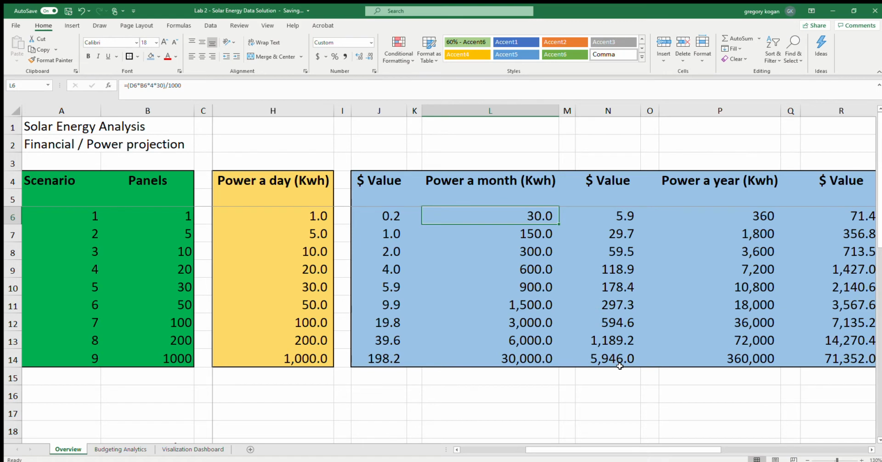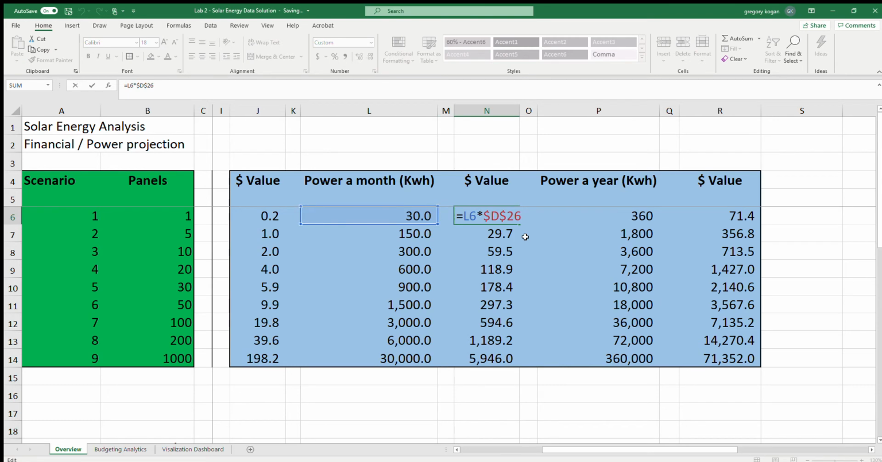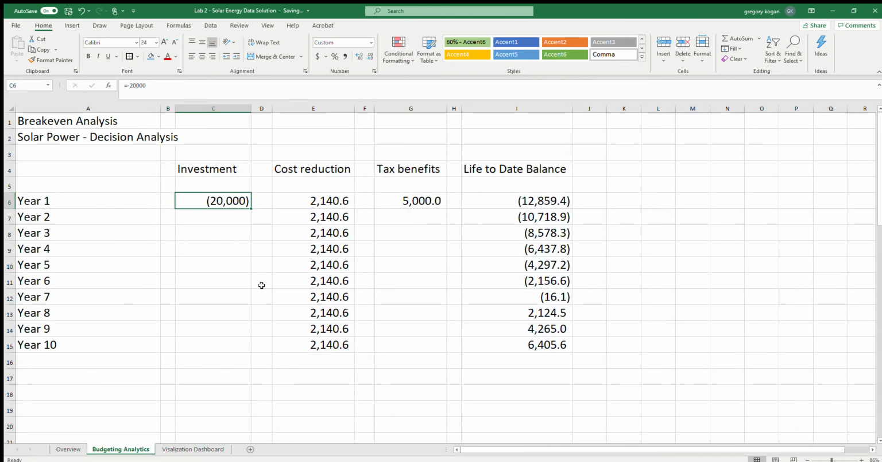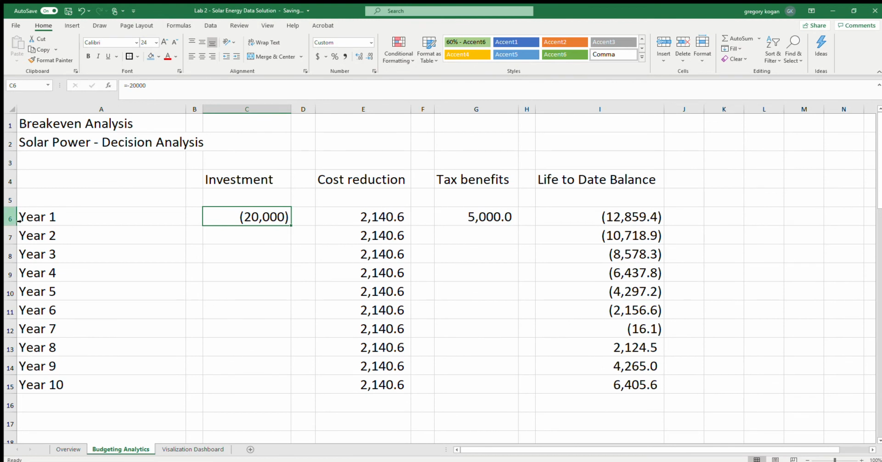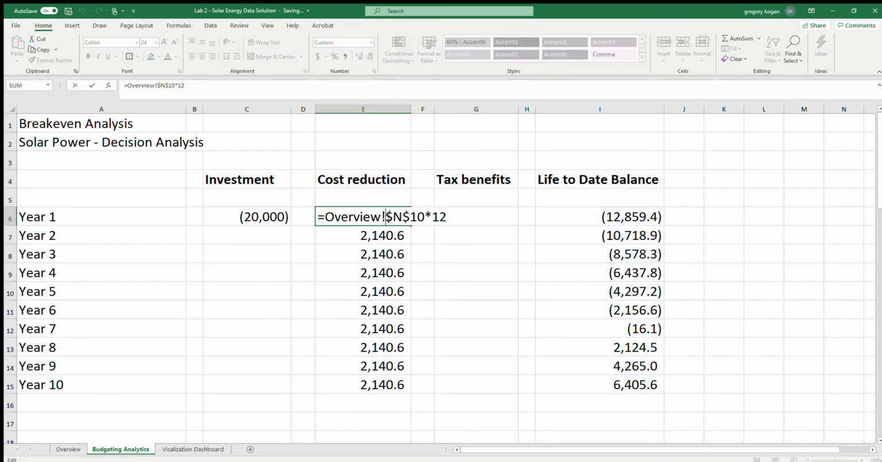Okay. How many kilowatts, right? And this is the dollar value of those kilowatts on a per-month basis. And this is the year value, right? So this is the power of kilowatts in a year, and this is the value of that, just multiplying by the rate, right? So when we do our budgeting, first of all we want to have a year-by-year schedule, and connect in this schedule the annual cost reduction, the investment amount, and the tax benefit.